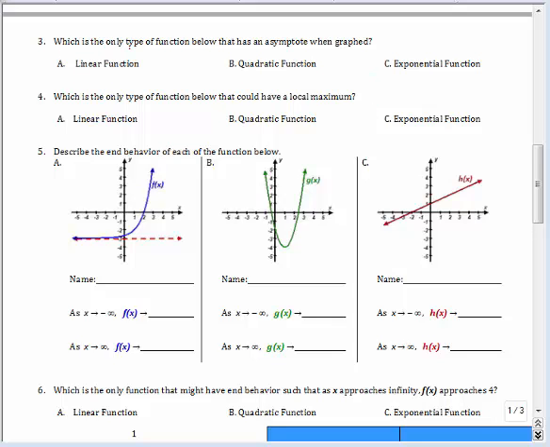The next question asks, which is the only type of function below that has an asymptote when graphed? If you look at these visuals I gave you right here, I think you can see clearly that this is the only one that has an asymptote. It's an imaginary line that the function never crosses, but gets closer and closer to the further it goes towards one of the infinities. And so in this example, that's called an exponential function.